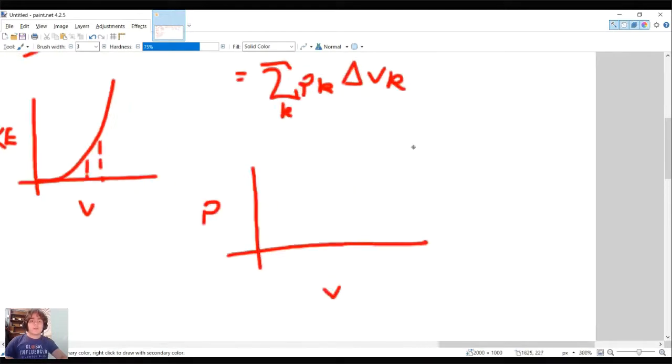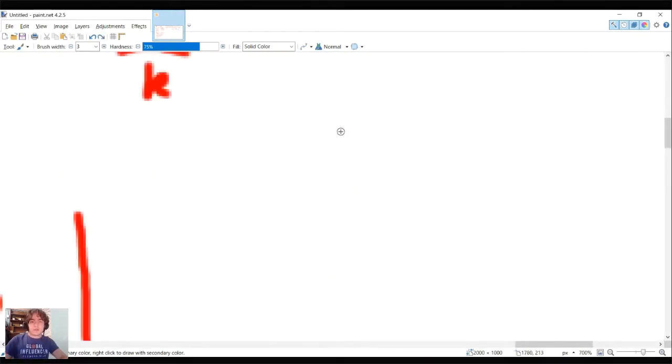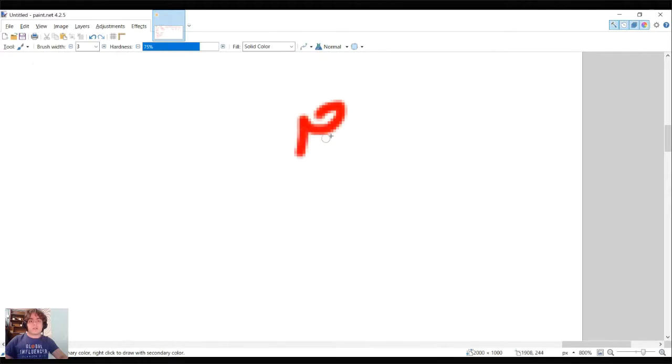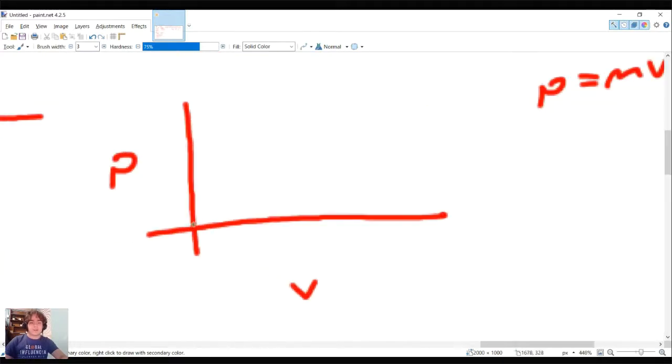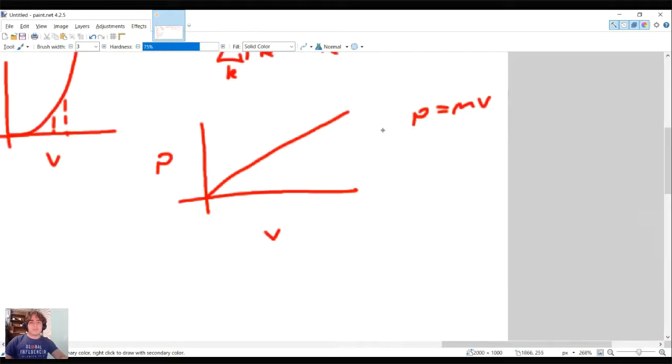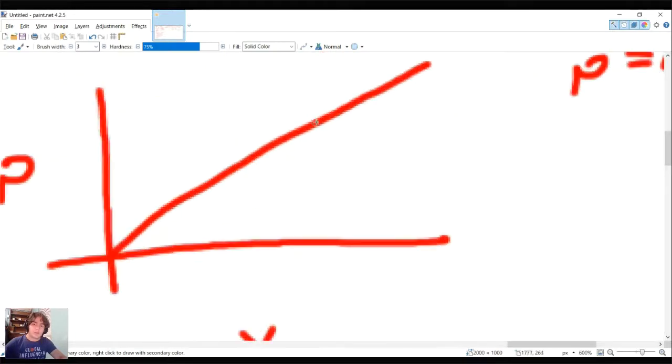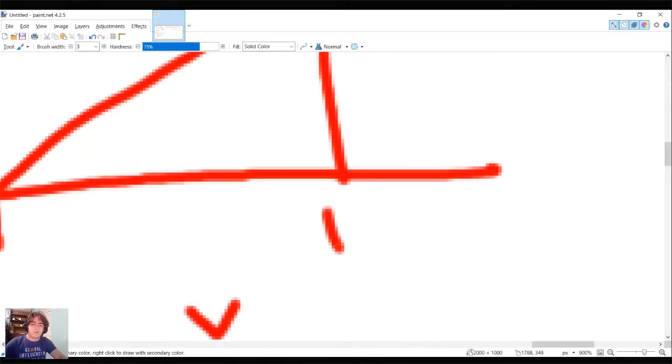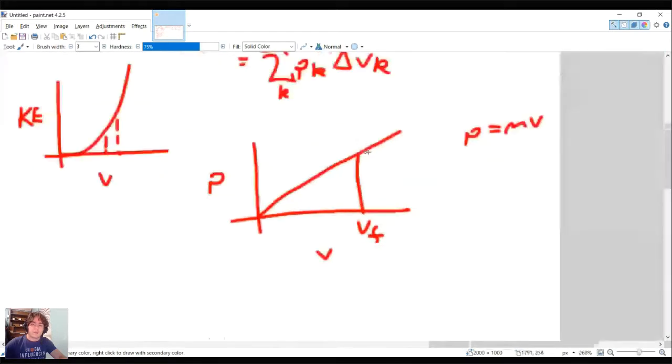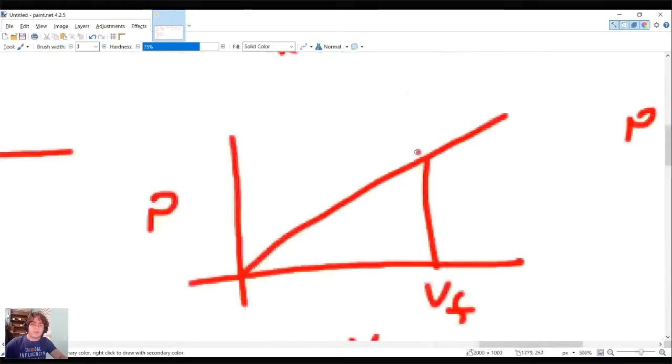And classically, P equals mv. There's a reason why we replaced it here. P equals mv, which means that P and v are going to be linear to each other. So the graph will look like this with slope m. And we know how to find the area of this. The area of this is just going to be the area of a triangle. So we'll call this v_F, and I'll make that a dotted line.